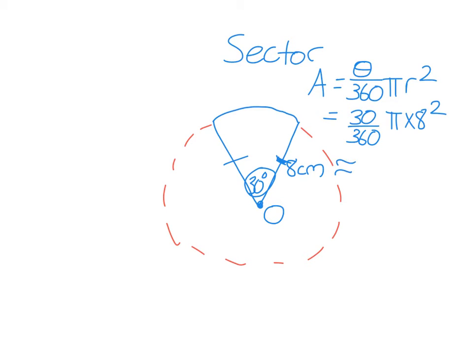So now I'm just going to put this on my calculator. And if you do that correctly, you can put it all on your calculator in one go. The answer you get should be about 16.76. I rounded it to 2 decimal places. How easy is that? Now we're just going to take a look at composite shapes.